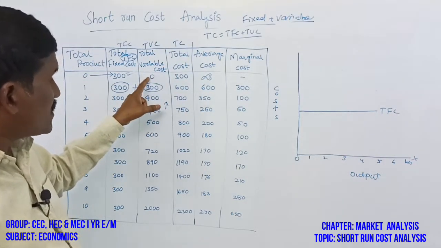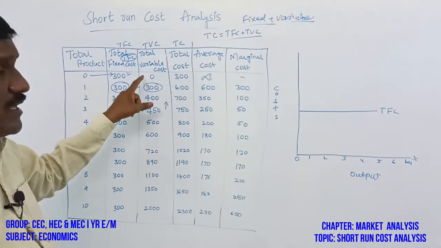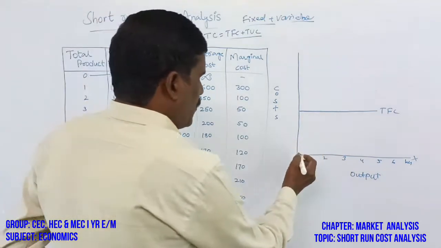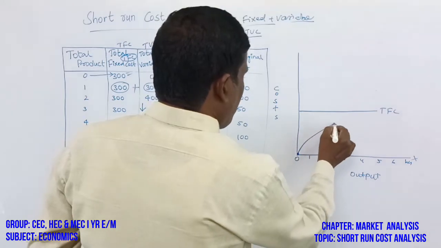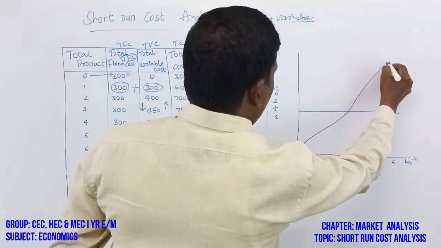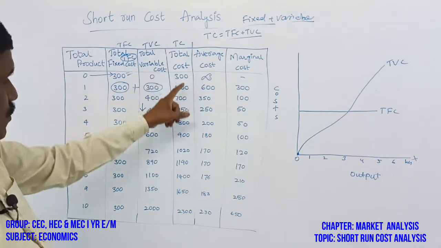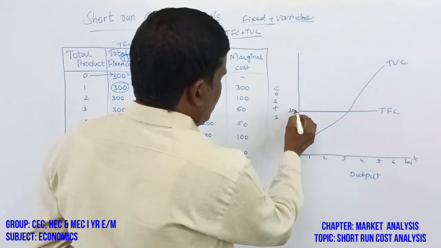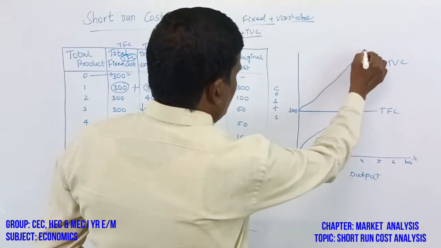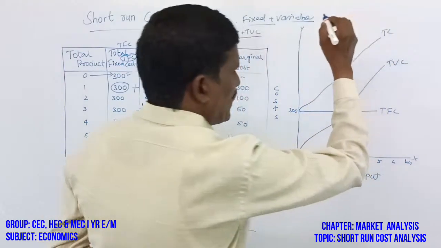And total variable cost starts from 0. If you stop the production, the total variable cost is also 0. For example, this starts from 0 onwards. So this is the total variable cost. Okay, and then total cost starts from 300. For example, this is 300, it starts from 300. Okay, so this is the total cost.